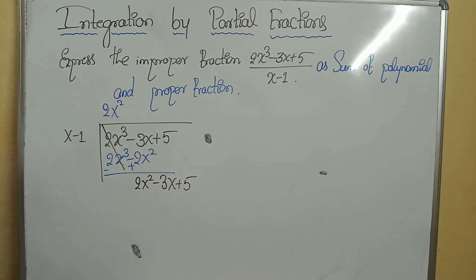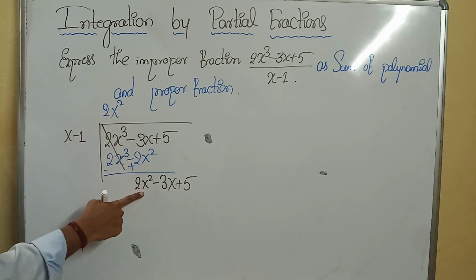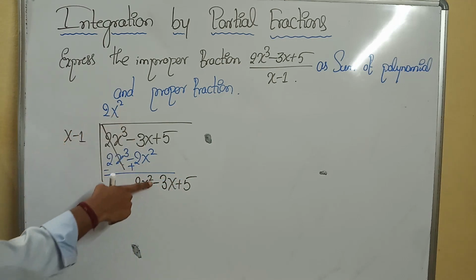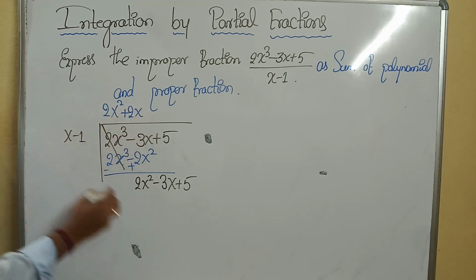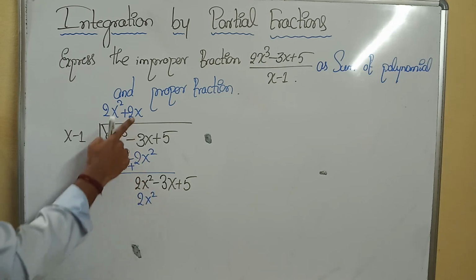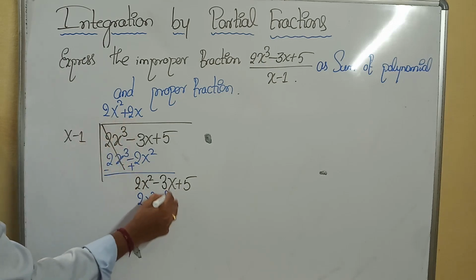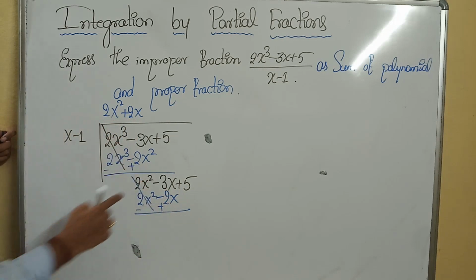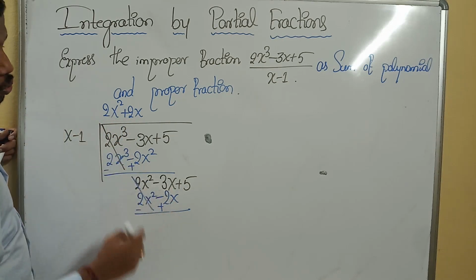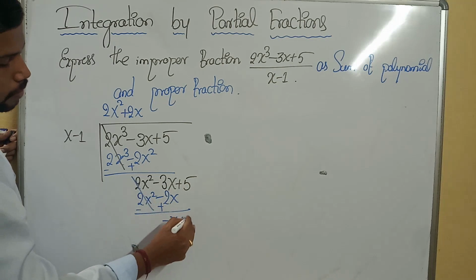Now again, what do I need to multiply to get 2x square from x? That is plus 2x I have to multiply. 2x into x is 2x square. 2x into minus 1 is minus 2x. Again changing the sign, it will be cancelled again. What is minus 3x plus 2x? It will be minus x plus 5.